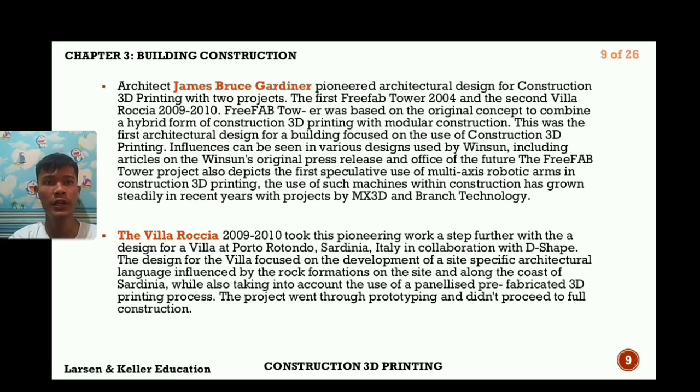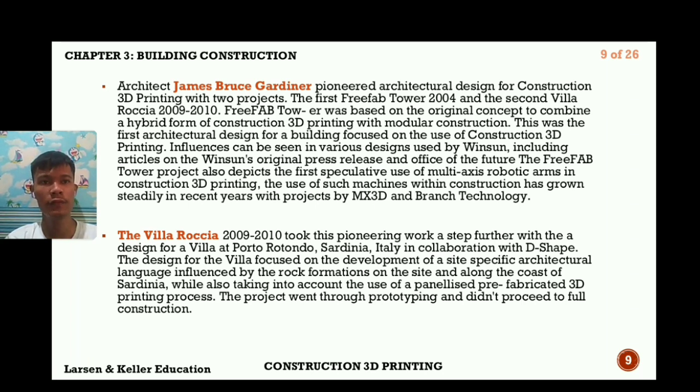Architect James Bruce Gardiner pioneered architectural design for construction 3D printing with two projects. The first, Prefab Tower, 2004, and the second, the Villa Rosia, 2009 to 2010. Prefab Tower was based on the original concept to combine a hybrid form of construction, 3D printing with modular construction. This was the first architectural design for a building focused on the use of construction 3D printing.